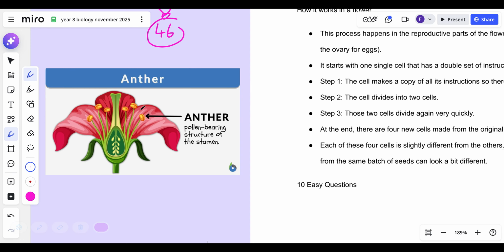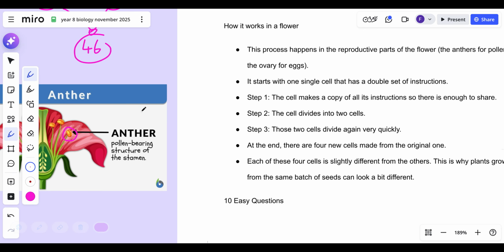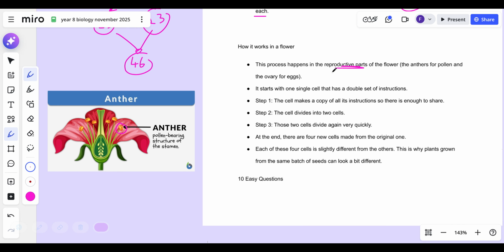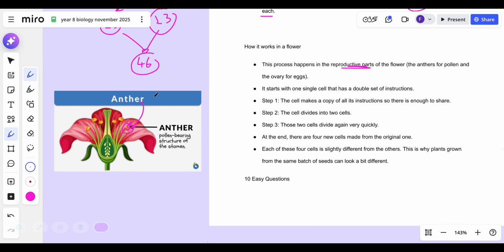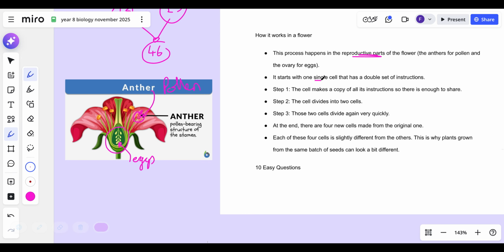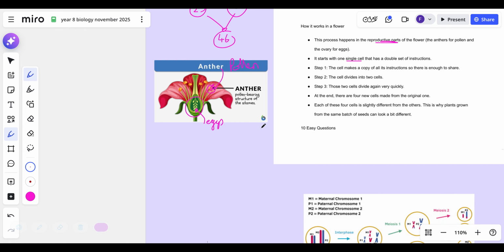Now, when you look at a flower, this is called the anther, right? So it happens in the reproductive parts of the flower. The anther here makes pollen, the male gamete. And here's the ovary of a plant. And here you have eggs inside a flower. And the first time I found out, I was shocked. So what happens is inside the ovary, a single cell first doubles its instructions.